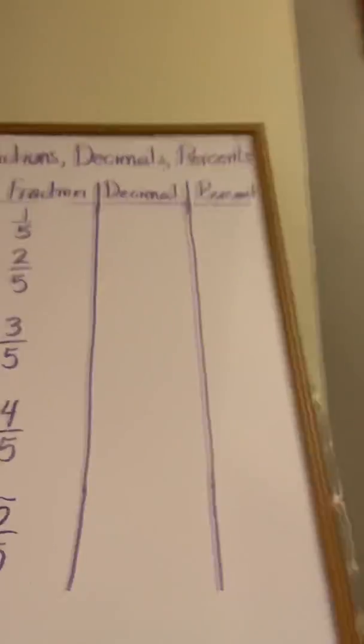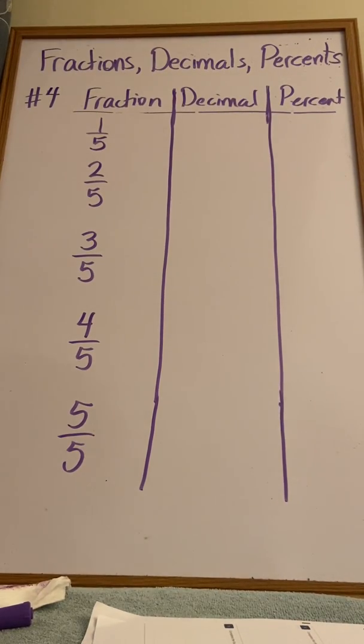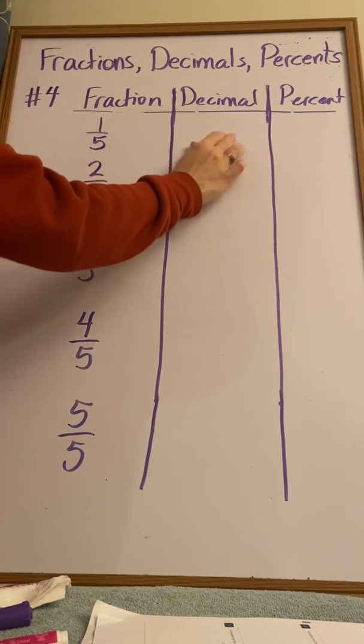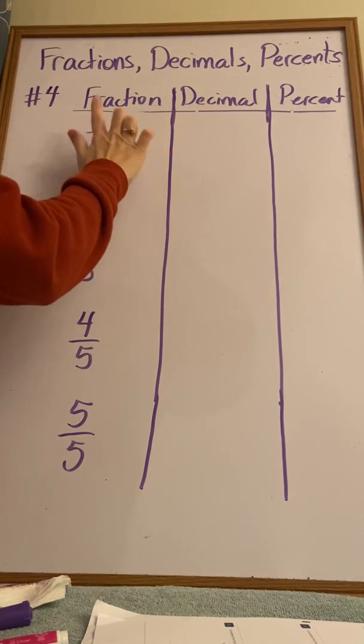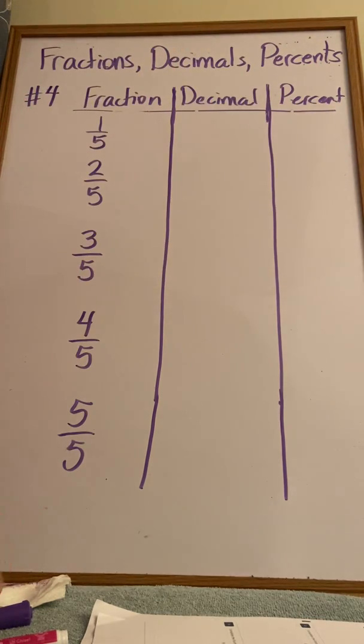Question number 4 is dealing with the fifths. All right, we got the fifths. Now remember, we're thinking about what is a decimal. We're gonna take this number and put it in decimal form and percent form. Percent means out of 100.